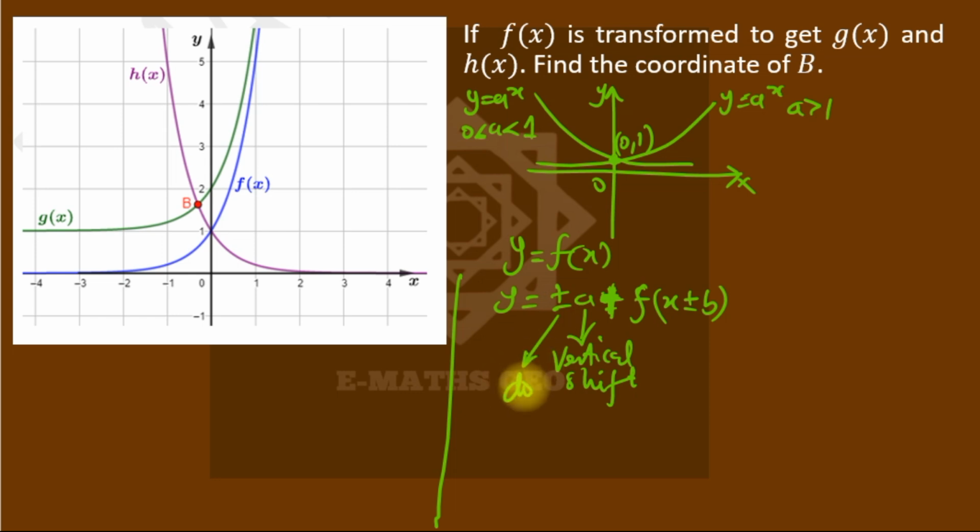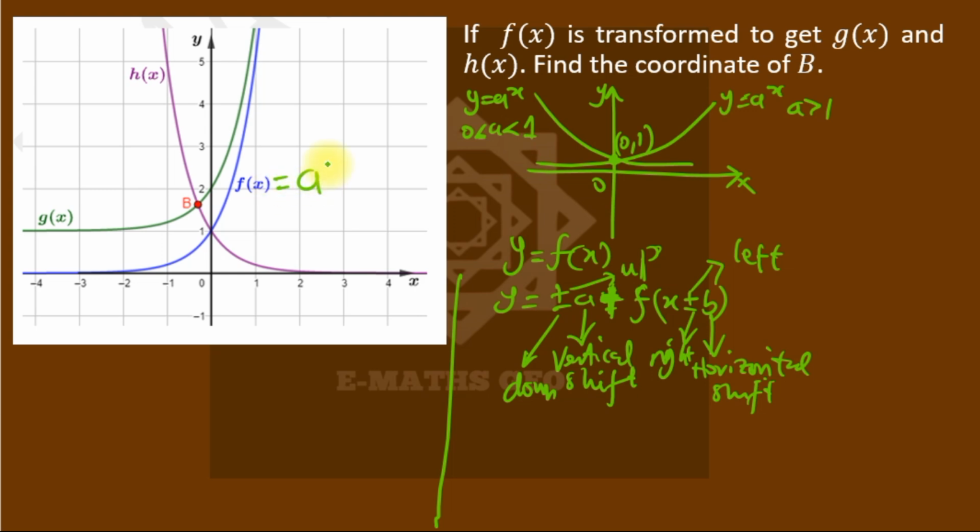Either you shift down or up: negative is down, positive is up. While b is a horizontal shift, so it's either to the left or to the right. Positive is left, negative is right. That's how g(x) and h(x) are gotten from f(x).